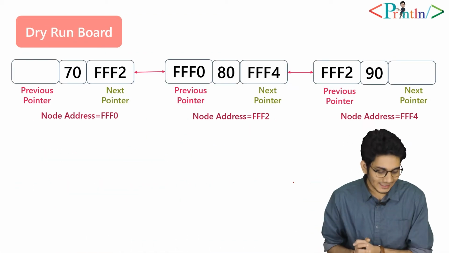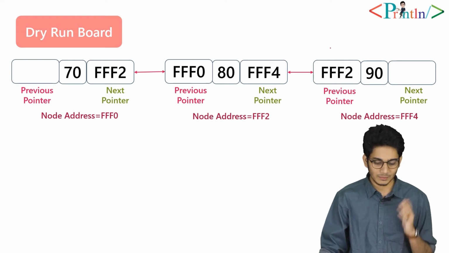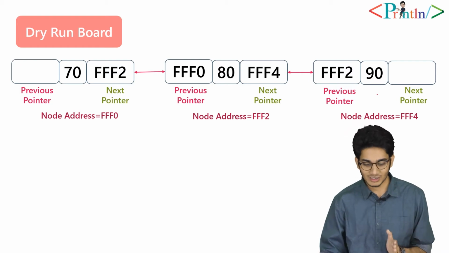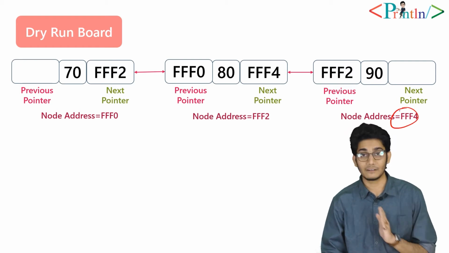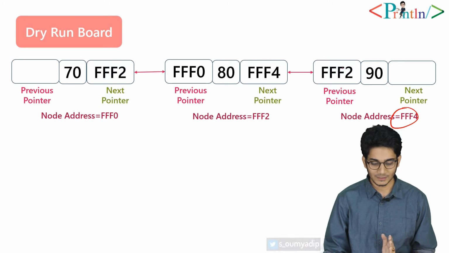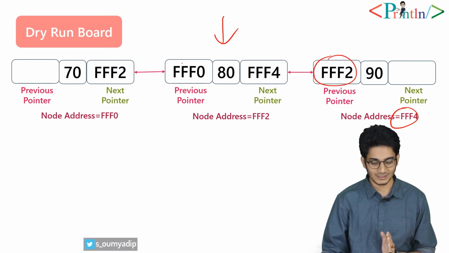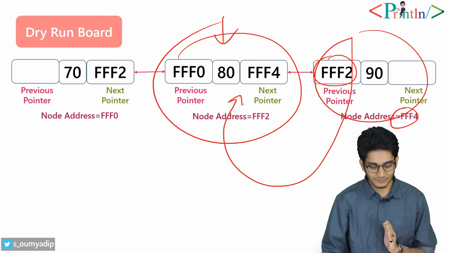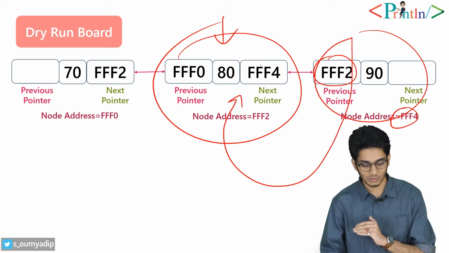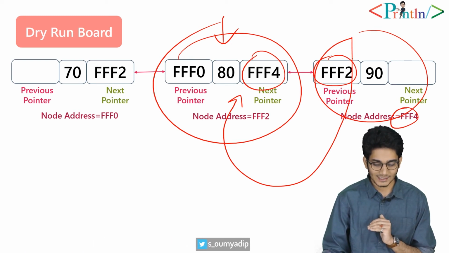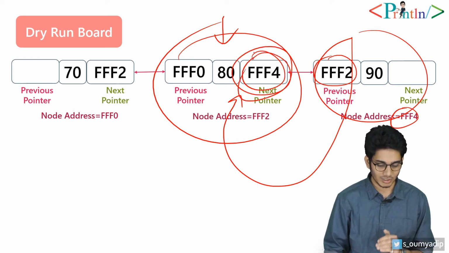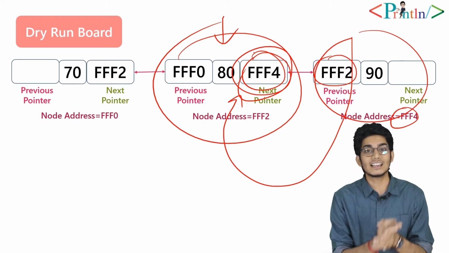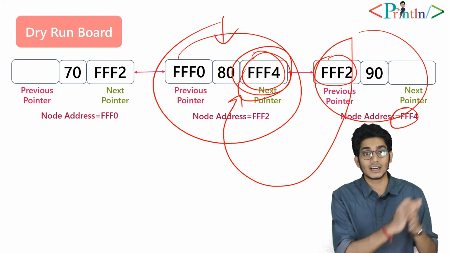So what is last prev next? Let's say this is the list, as you can see on my screen, a doubly linked list. What is the last node? The last node is FFF4. Last prev means FFF2, this node. Last prev next means this pointer, this portion. We have to set this portion as null, because null is the terminating point for the doubly linked list.